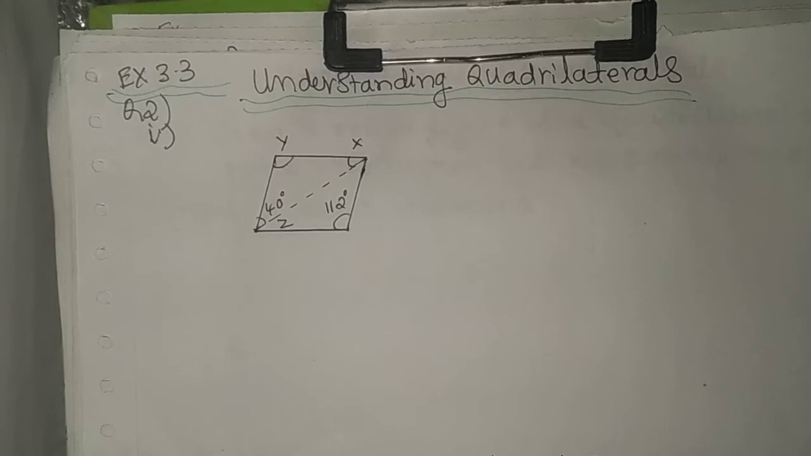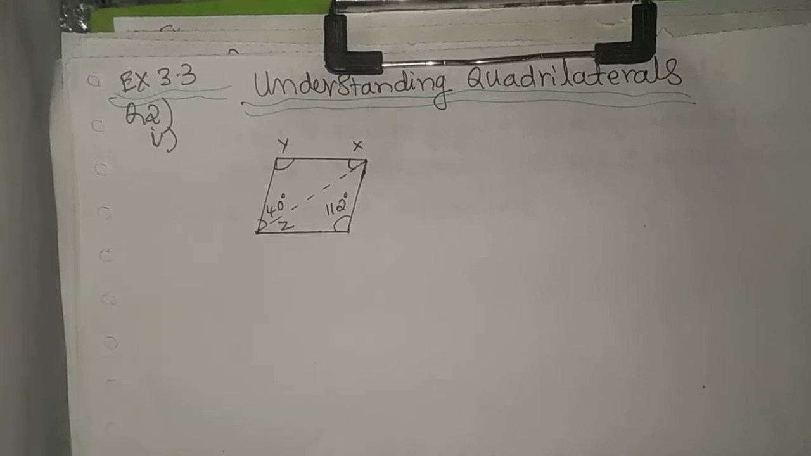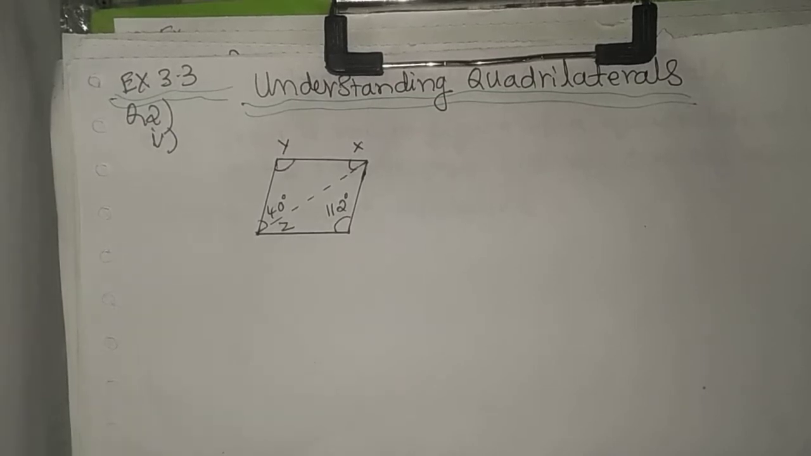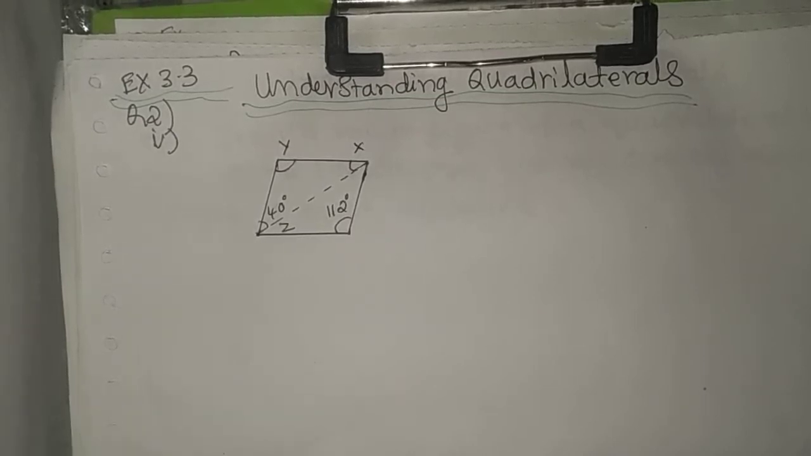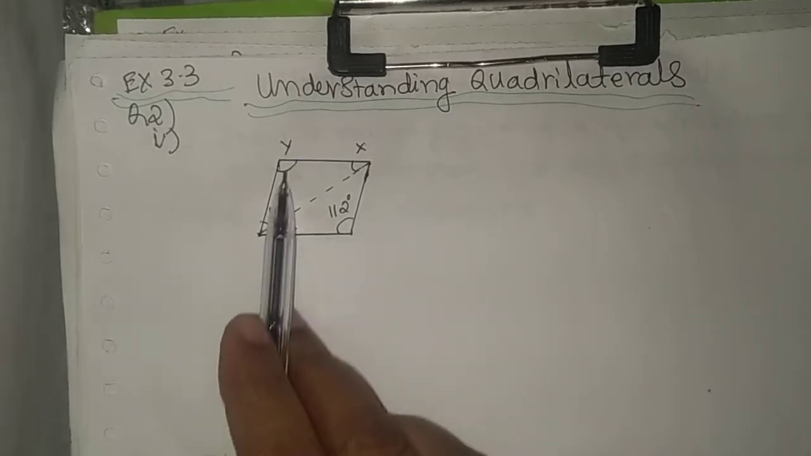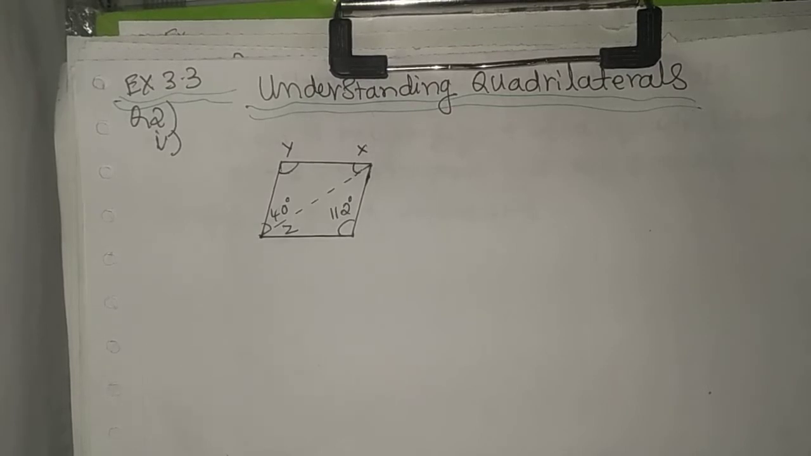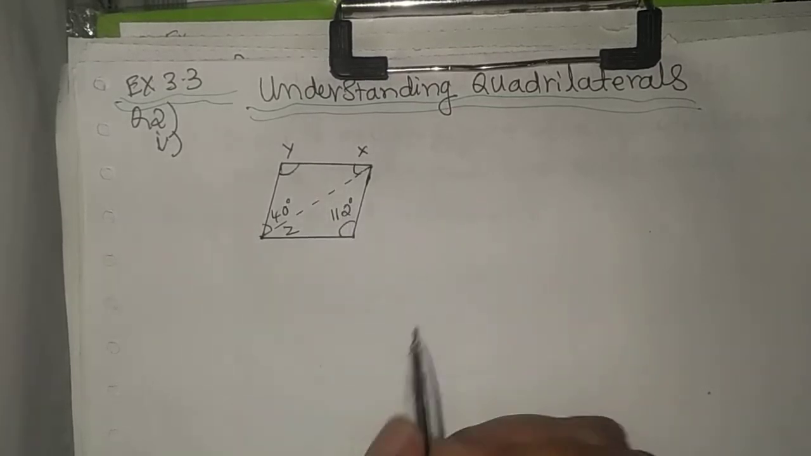Welcome back, students. In this class we study the chapter Understanding Quadrilaterals, exercise 3.3, question 2. In the previous class, question 2 was incomplete. There we solved the 4 problems. Now we are solving question 2, fifth problem. This is the figure given, and the data are filled here.